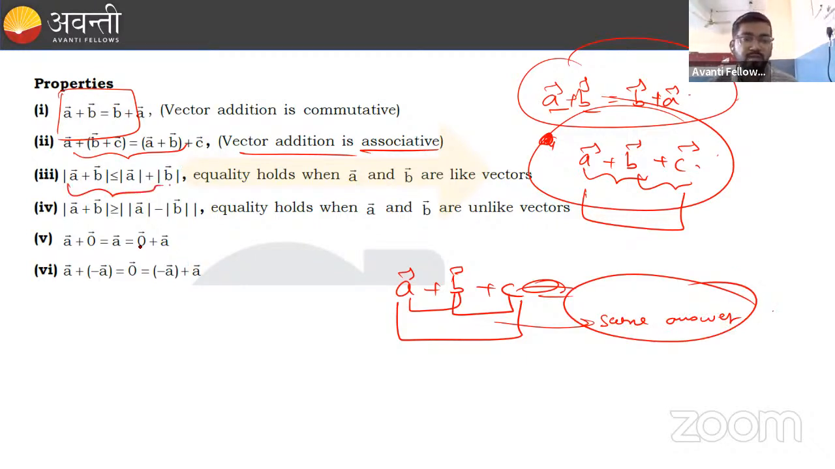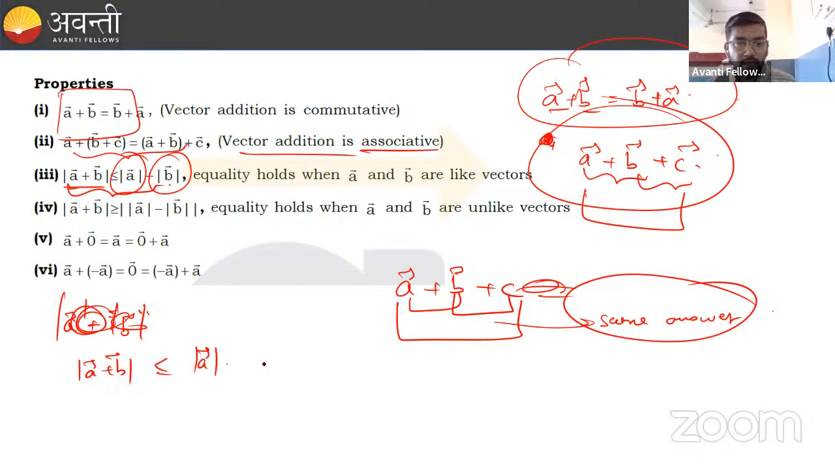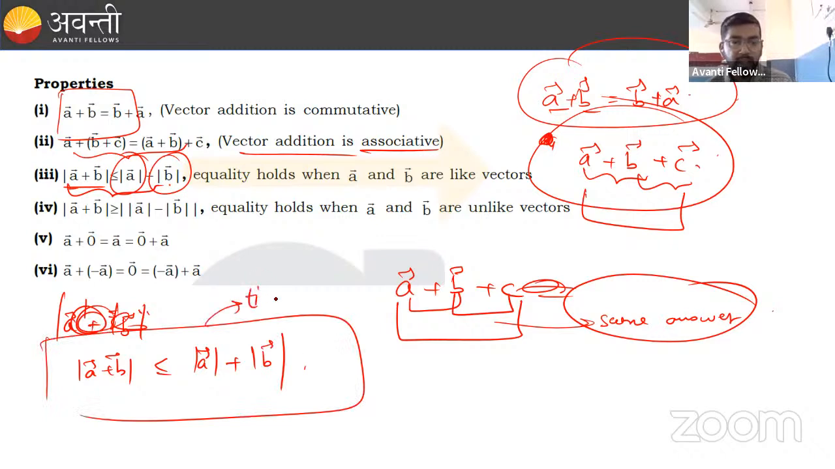We can understand this property as follows: when you add a bar plus b bar, you add the components. If the components are positive, it increases the value of the components, and if they are negative, it might decrease. So generally we can say that the mod of a bar plus b bar is always less than or equal to the mod of a bar plus the mod of b bar. You can understand this by the triangle. So this is the triangle property.